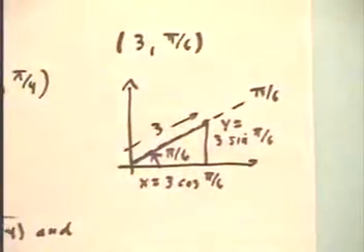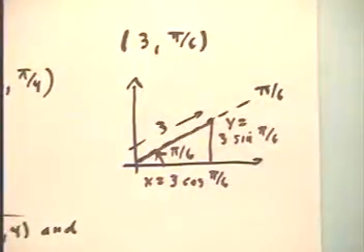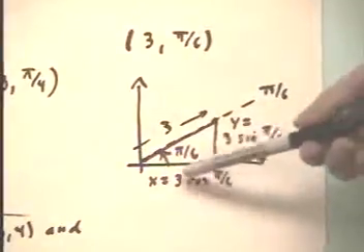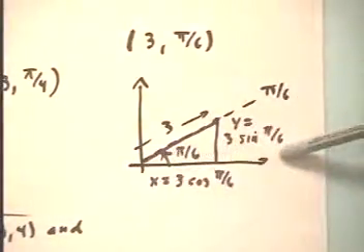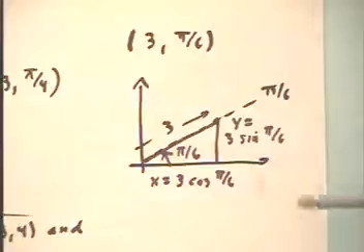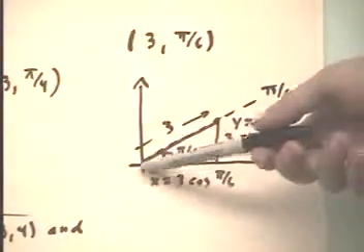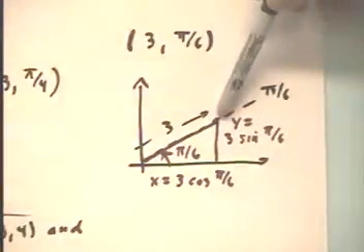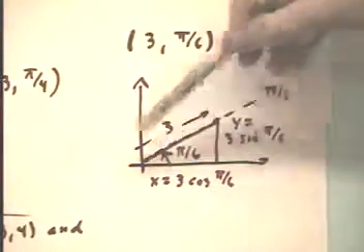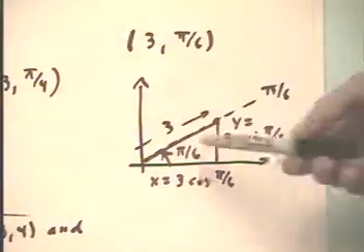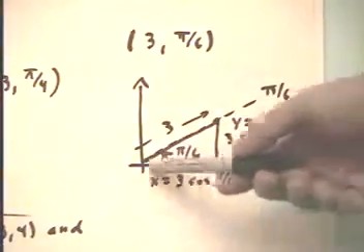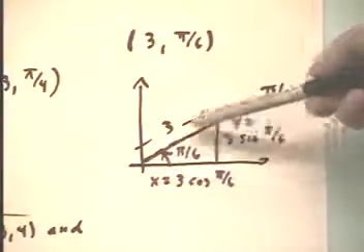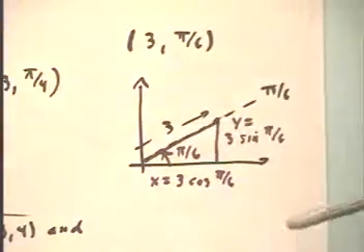Okay, now the point 3, pi over 6 is going to lie at an angle of pi over 6 with respect to the polar axis. The polar axis, again, as we said, is identified with the x-axis, and the pole with the origin of the coordinate system, so that the point lies right here at distance 3 from the pole. What's that tell us? Well, in red here we've drawn the right triangle that corresponds to this point on the xy coordinate system.